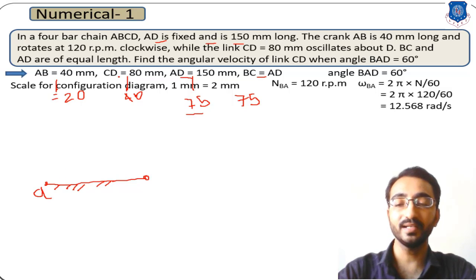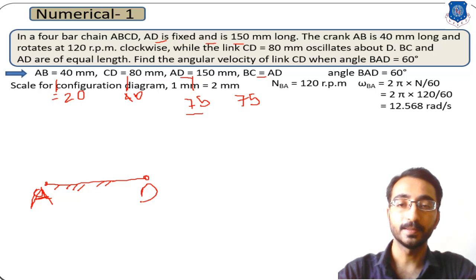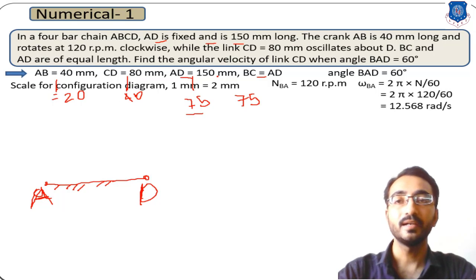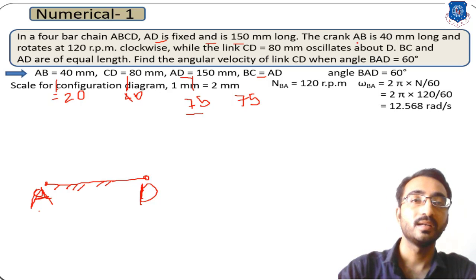While drawing a configuration diagram, you always have to use capital notation. So over here you can say this one is your point A and this one is your point D. Now with reference to AD, let's draw another link. A is connected with point B, so let's draw link AB, which is known as crank AB.